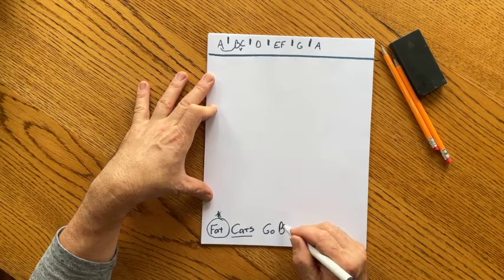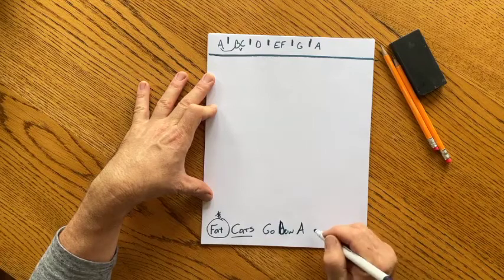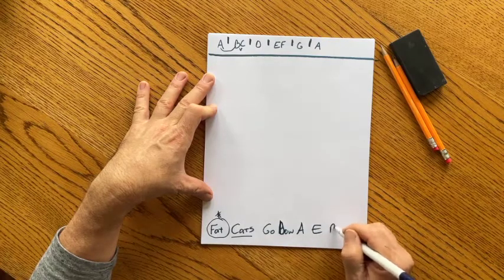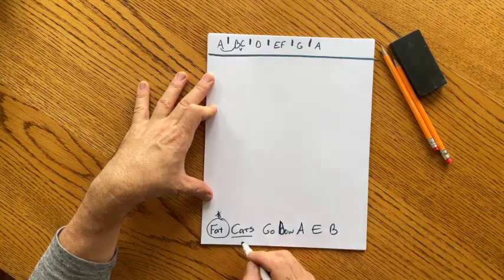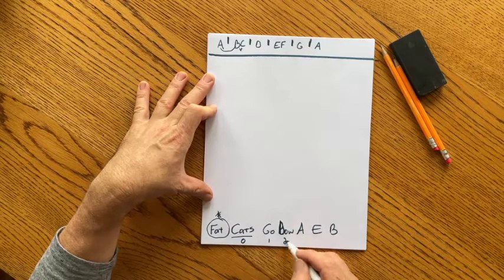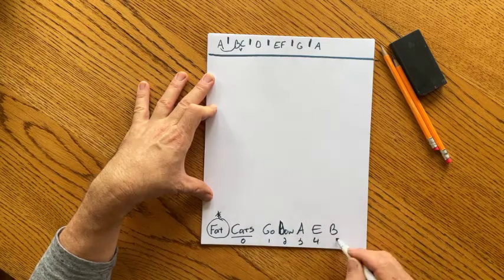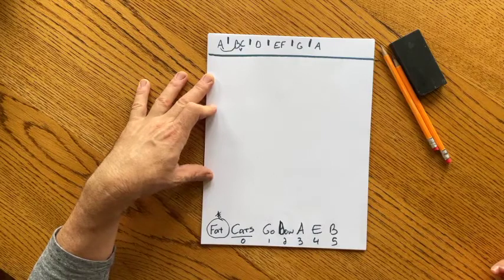Go, down, oops, that's a B, there we go. Alleys, eating, baloney. And what this is gonna be is 0, 1, 2, 3, 4, 5 sharps.